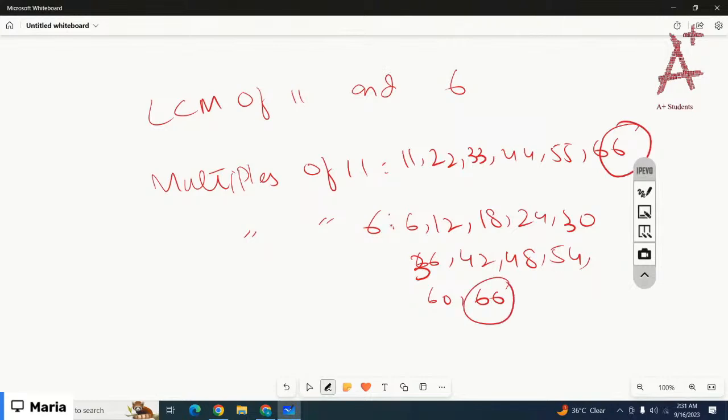How do you know? You can see 11 is a prime number, right? Whenever one of the numbers is prime, that means they do not share any factors. If you have to calculate their LCM, simply multiply them, right? So 11 times 6 is 66. The correct option is 66.